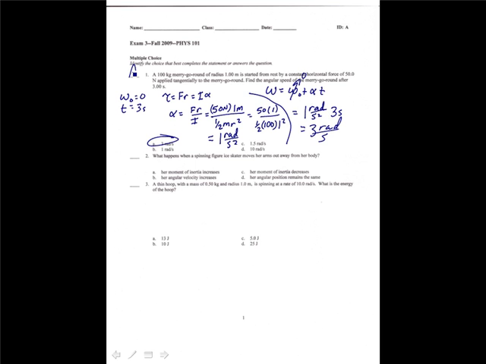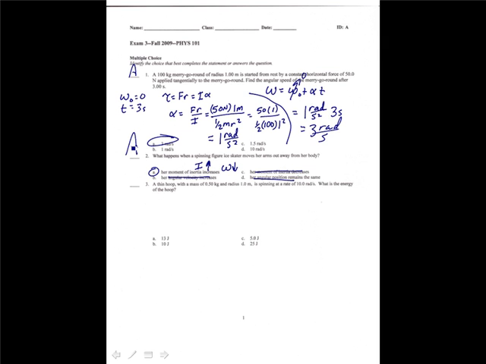What happens when a spinning figure ice skater moves her arms out away from her body? When she moves her arms, she increases her moment of inertia, and so the angular velocity goes down. So which of those? Her moment of inertia increases, her angular velocity increases, that's not true, neither of these are true, so it's A.